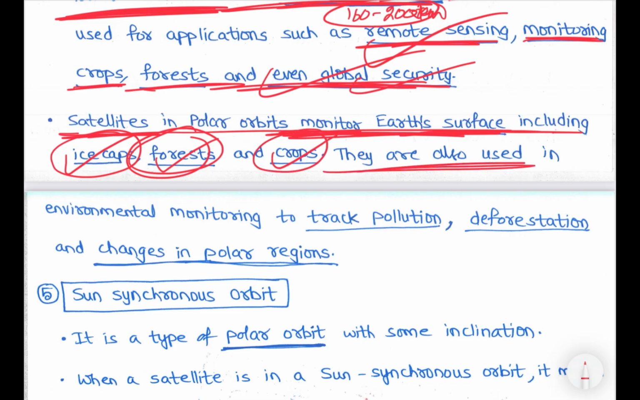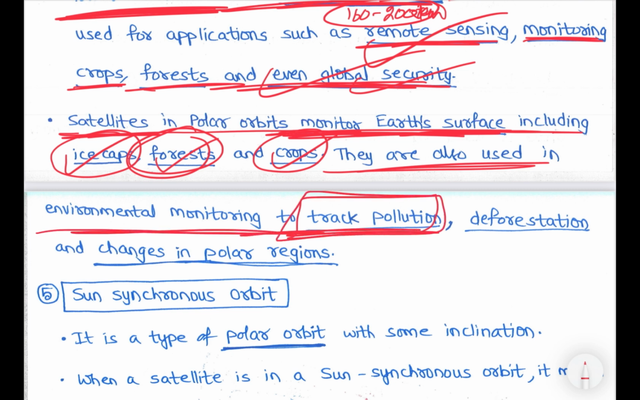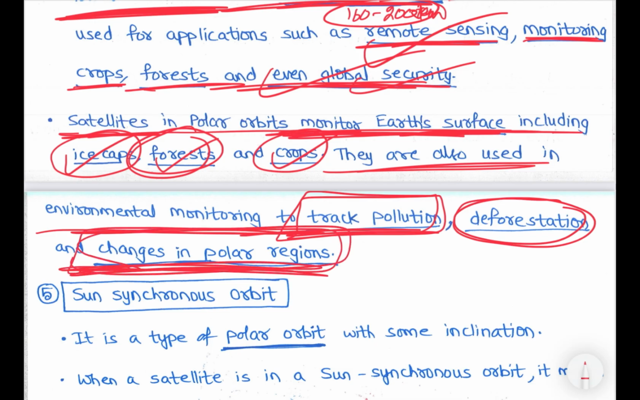Crops, they are also used in environmental monitoring to track pollution, right? Pollution, in Delhi it can pass over Delhi every day, right? So it can track pollution, it can track deforestation, and it can track changes in the polar regions, right? Because the poles are there, right?